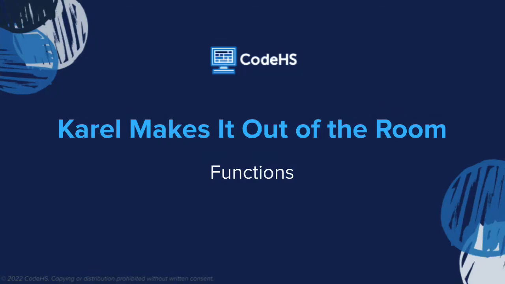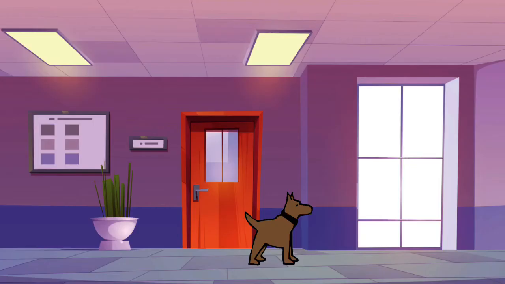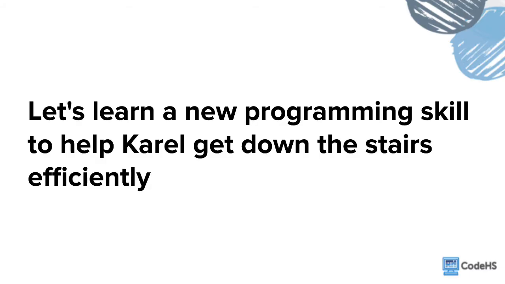Karel makes it out of the room. Functions. Karel is still late, but has made it out of the apartment. You need to help Karel get down to street level, out of the building, into the park as quickly as possible. Let's learn a new programming skill to help Karel get down the stairs efficiently.